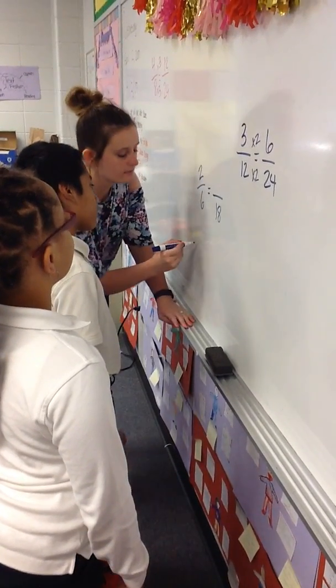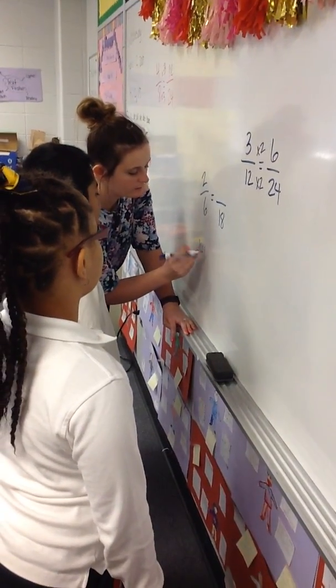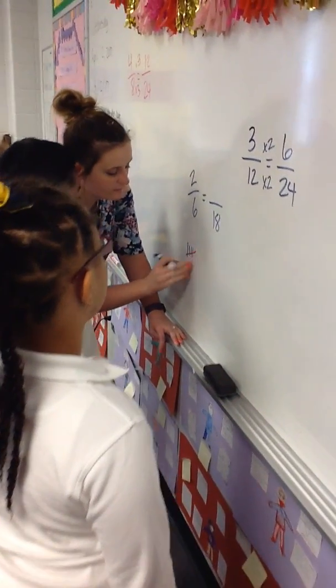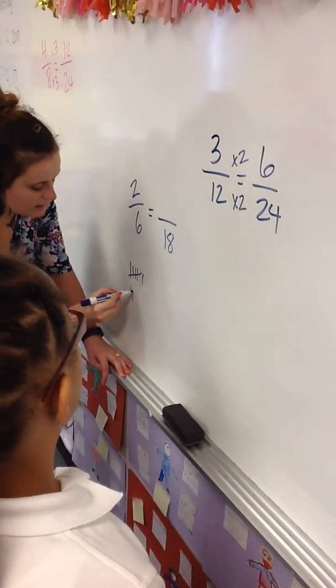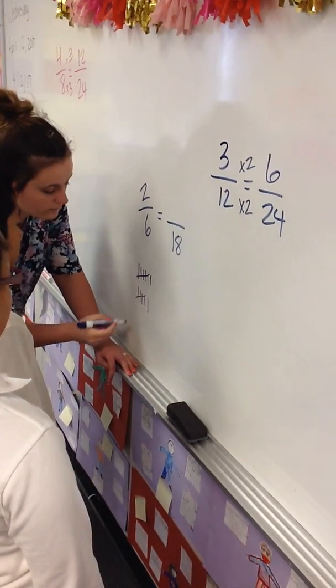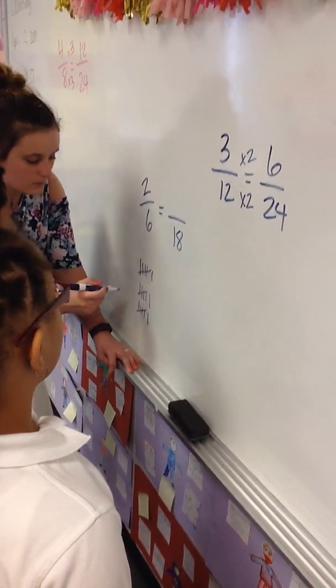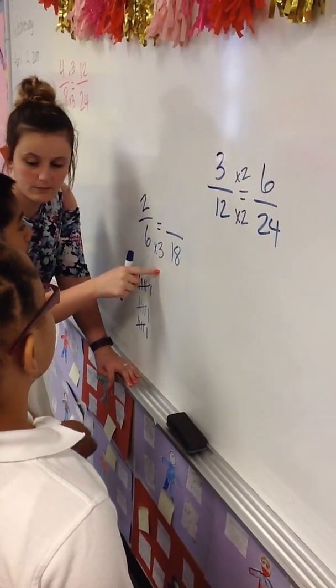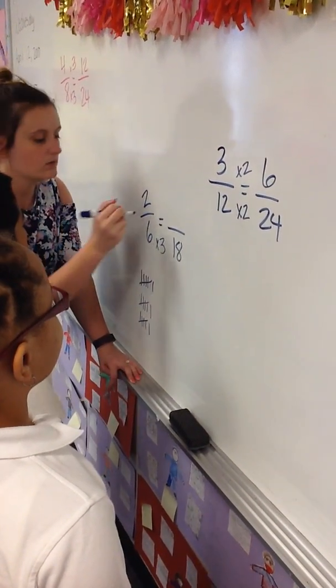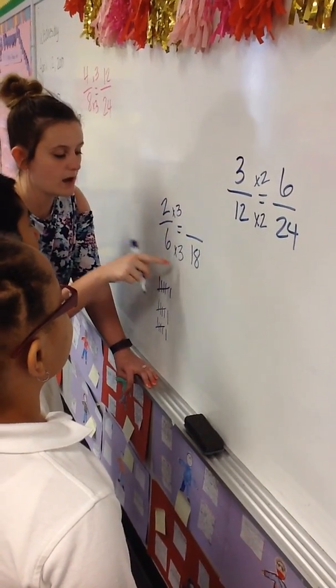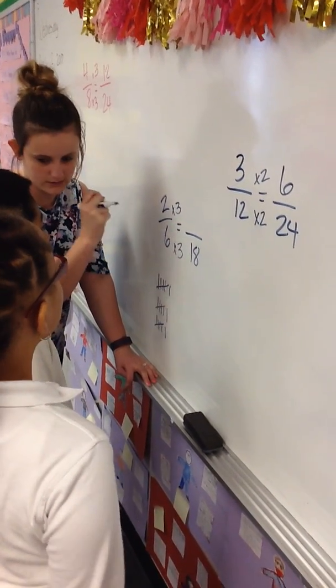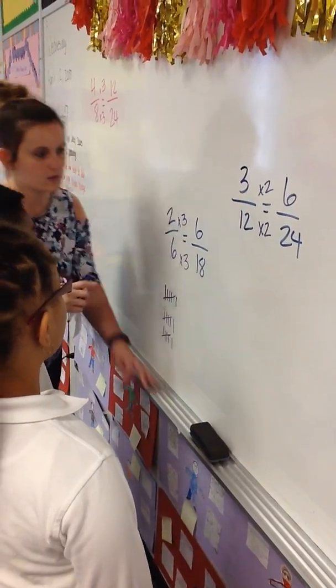Here, we can do our tabs. 6, 7, 8, 9, 10, 11, 12, 13, 14, 15, 16, 17, 18. 3. So if I times the bottom by 3, what do I times the top by? 3. So we multiply the top and the bottom by 3. So 2 times 3 is what? 6. Okay, let's do one more.